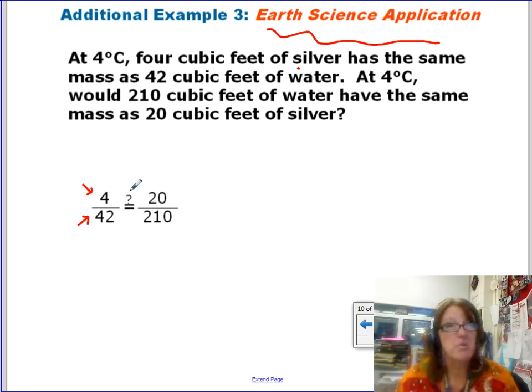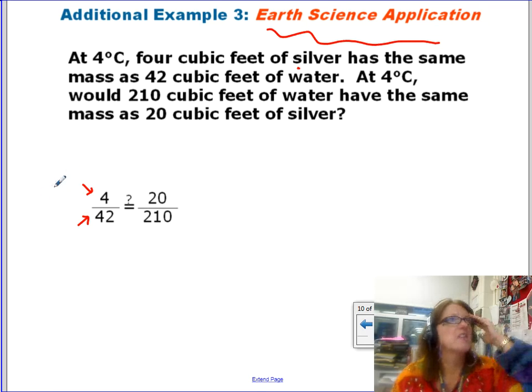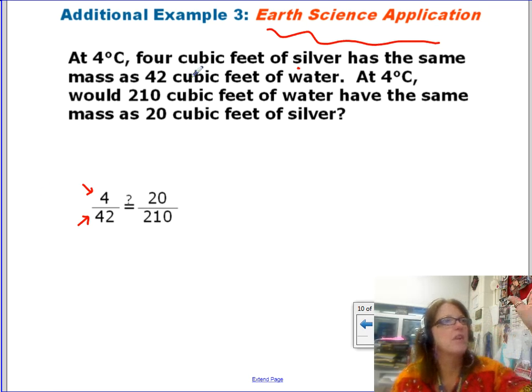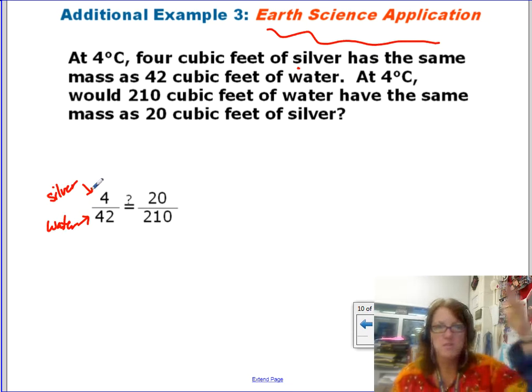Now, me personally, I always like to think, okay, so it's at 4 degrees. Okay, I guess the degrees doesn't matter. It's 4 cubic feet of silver. That's what's on the top, and the water is on the bottom. Okay, silver to water, silver to water.